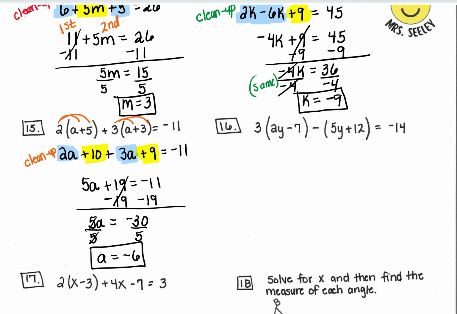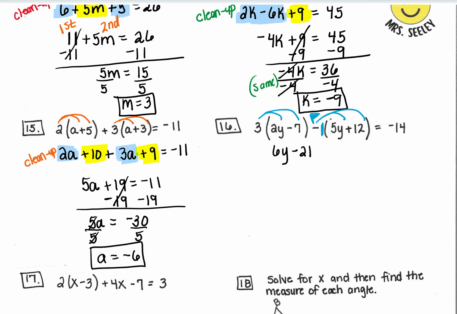Okay, this one. So we're going to distribute first, and I'm going to be really careful with that. Some people like to put a 1 right there, and that's just personal preference. Again, remember that when you distribute, it means you're multiplying. So 3 times 2 is 6y. 3 times negative 7 is negative 21.